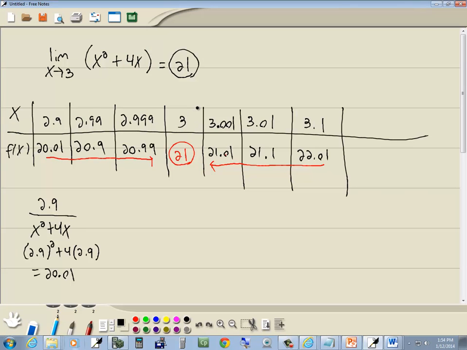So again, this is not exactly a perfect way to get it, but it's a way to approximate the limit. Because it may not be exactly 21, maybe 21.00001. But again, that's how you do it with the table.